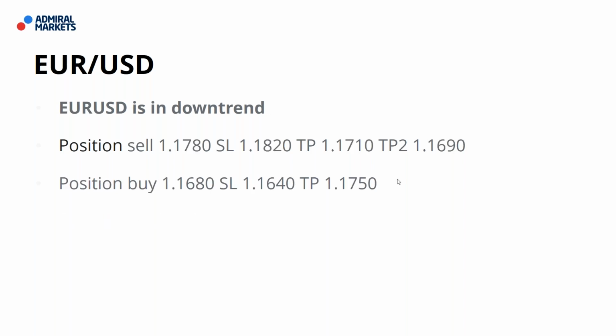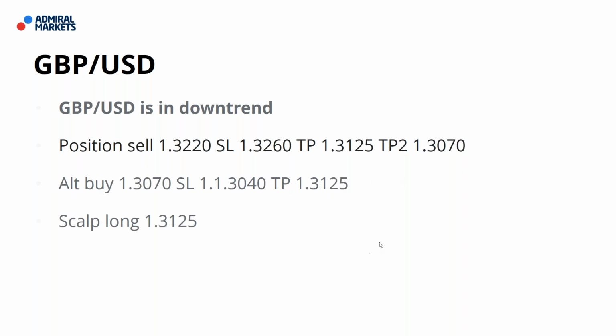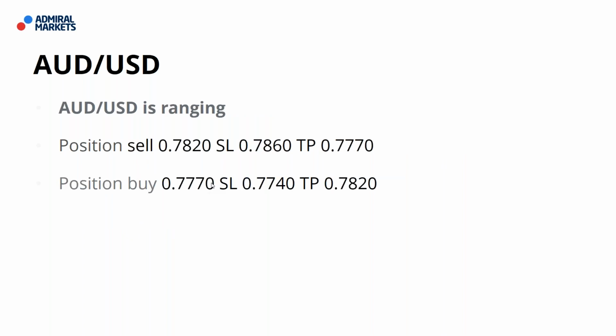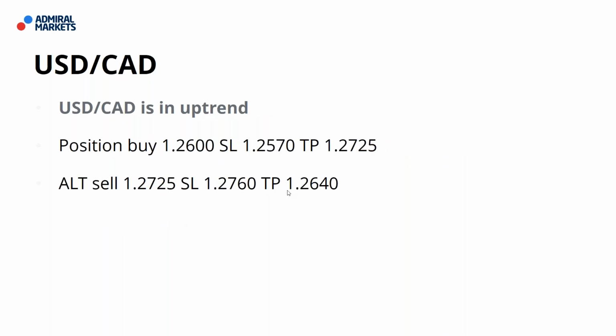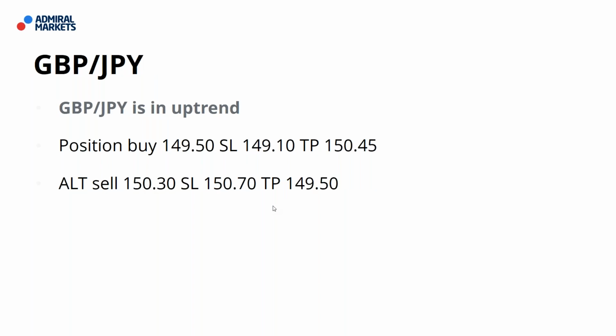This is euro dollar. This is GBP dollar. And yes, guys, GBP dollar, possible scalp long, 1.3125. Look for this scalp to the long side around this spot. Strong weekly Camarilla, strong Camarilla pivot, sorry. Australian dollar here. Dollar CAD here. And finally, pound yen.